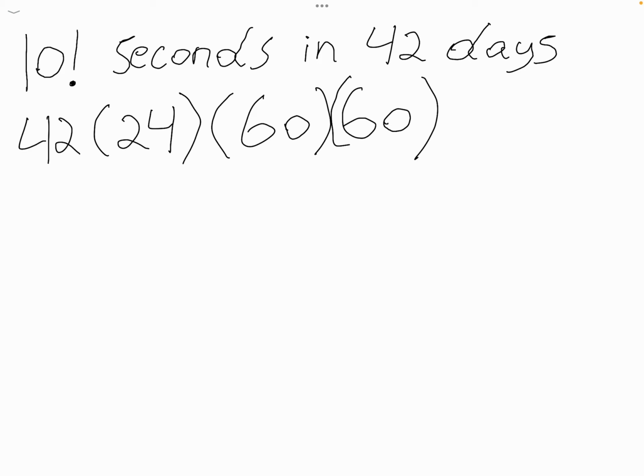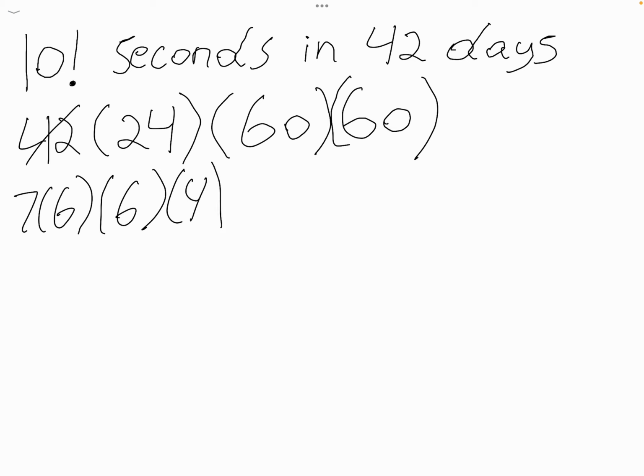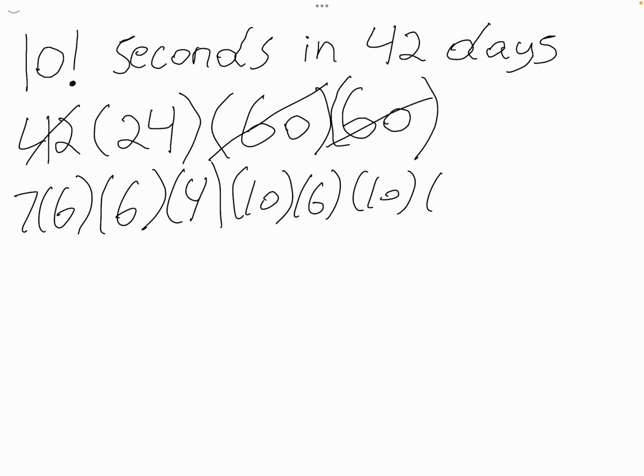Well, if we go ahead and try to factor everything here, what do we get? I mean, 42 I'm thinking is 7 times 6, right? 24 is, I guess, 6 times 4. 60, well, that's 10 times 6, and then again, 60, that's going to be 10 times 6. And I'm saying, okay, can we see, is this going to be the same thing as 10 times 9 times 8 times 7 times 6 times 5 times 4 times 3 times 2 times 1?